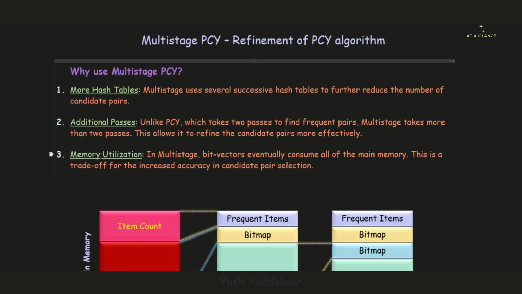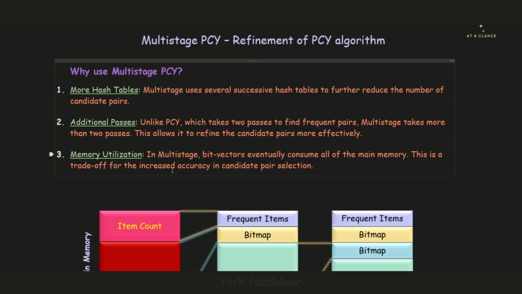Now, the third reason to use the multi-stage PCY algorithm is memory utilization. Yes, in multi-stage PCY, the bit vectors eventually consume all of the main memory. This is a trade-off for the increased accuracy in candidate pair selection. So here we are going to make the best use of the memory that is allocated for our task. That means unlike in the Apriori or PCY algorithm, we are going to use the entire memory allocated for our task effectively and efficiently. So these three are the reasons for using the multi-stage PCY algorithm.